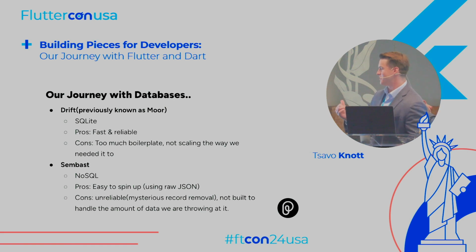So we ended up moving over to Sembast, which is a NoSQL database. It was super easy to spin up. It relied on JSON, so it was pretty simple how it was operating. We're like, okay, we understand it, so we think we can use it. And what you don't understand, you cannot fix, right? So we're going to use it. At the end of the day, it was not meant to handle as much data as we were throwing at it.